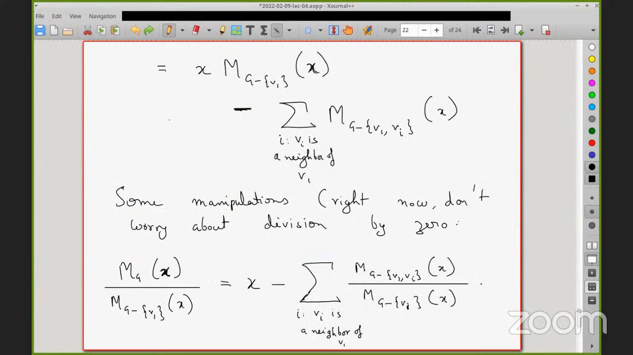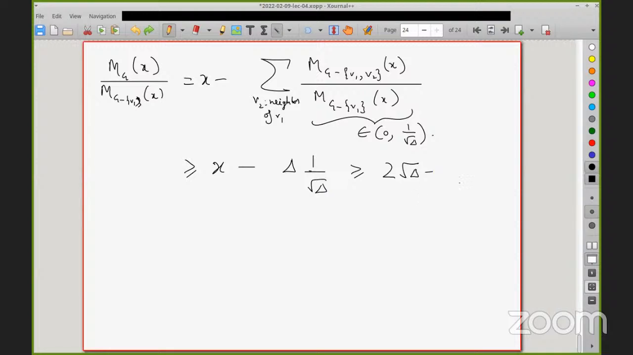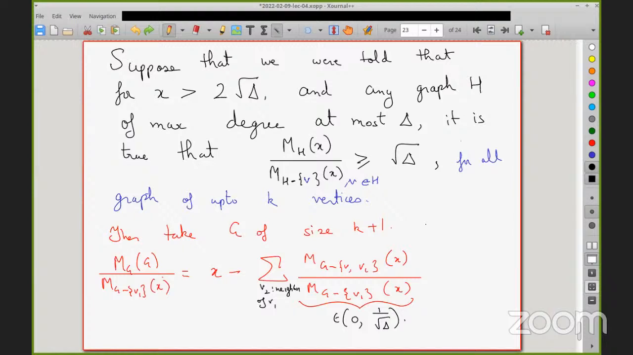Maybe I am messing up something, but let us see. All I wanted to claim is that this argument works if all these guys are bigger than square root of delta. Oh, I think you can pick the minimum degree vertex and delete it. We're coming to that, but right now I'll also have to improve this delta a little bit.